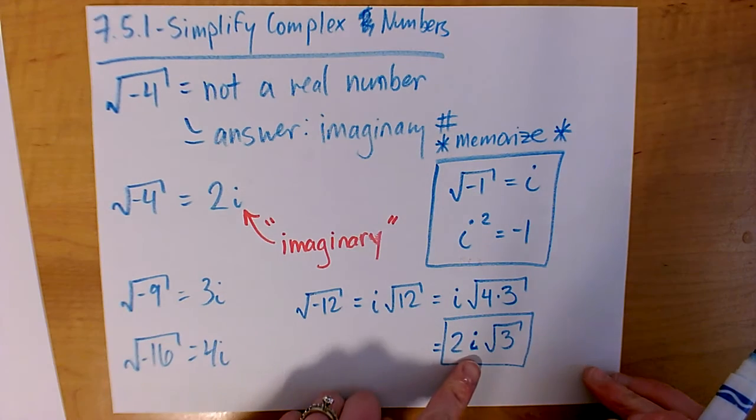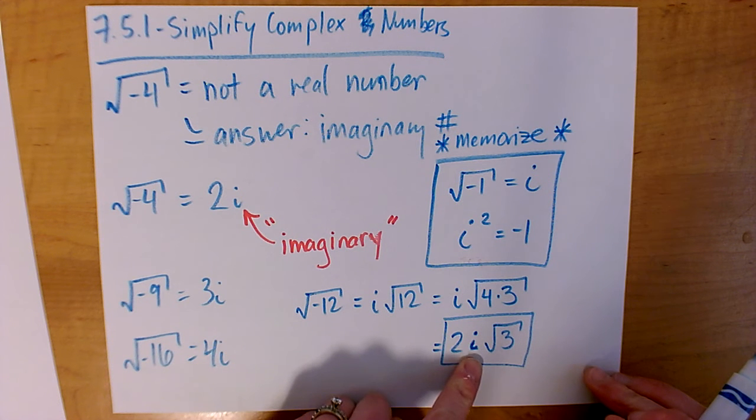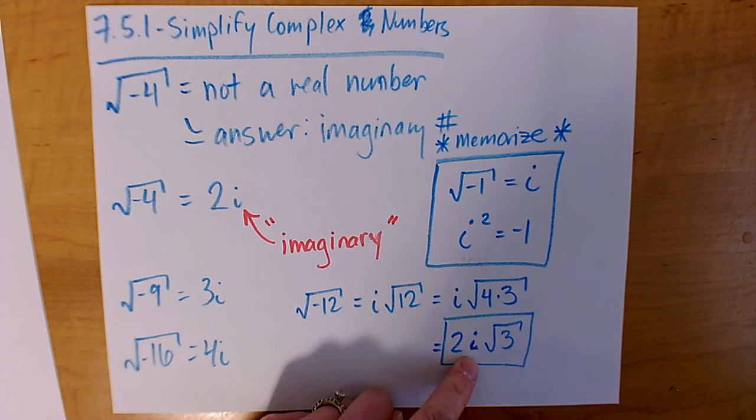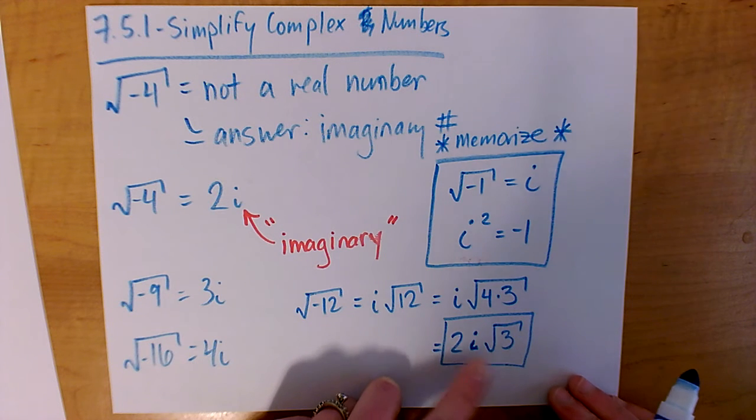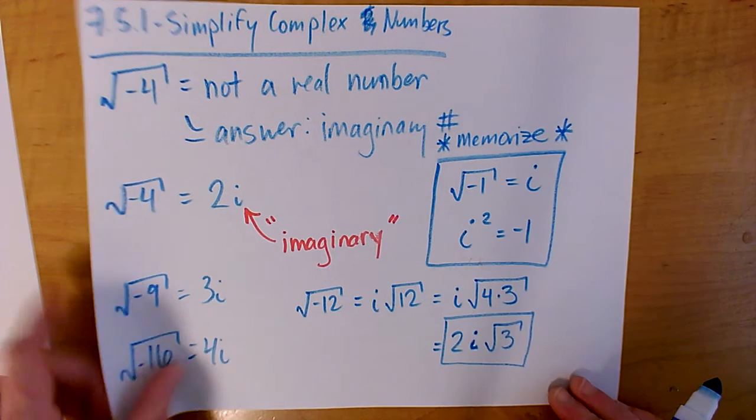So just like we can work with square roots that aren't perfect squares, we can do the same thing with these square roots of negatives or imaginaries, and we just attach this i at the end. Another important thing to note, when we have these i's, we like to write them in front of the radical, because then it doesn't get confusing with what's inside the radical and not inside the radical. So definitely go ahead and write your i's in front of the radical.